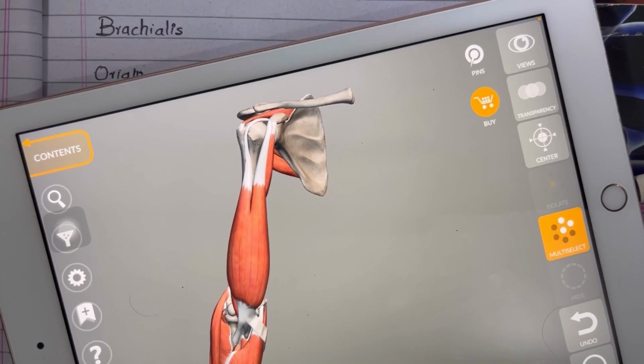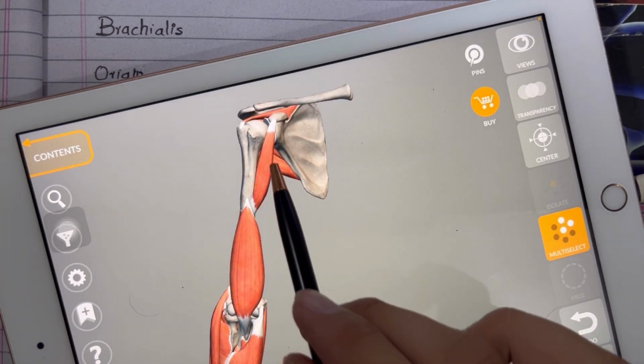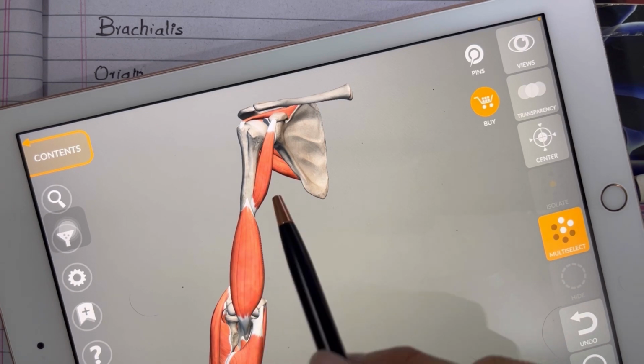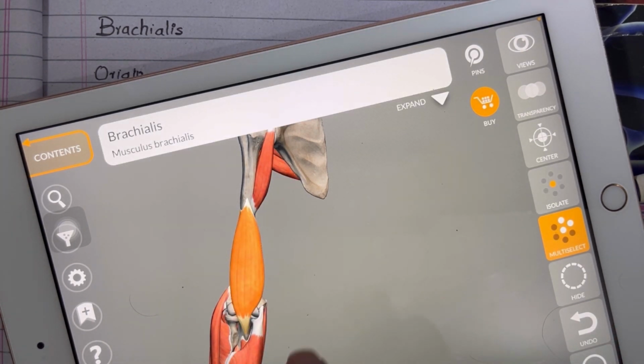Now student, moving toward the last muscle of the anterior compartment of the arm region, the brachialis muscle. Student, the brachialis muscle is located deep to the biceps brachii muscle and lateral to the Coracobrachialis muscle. This is the brachialis muscle.